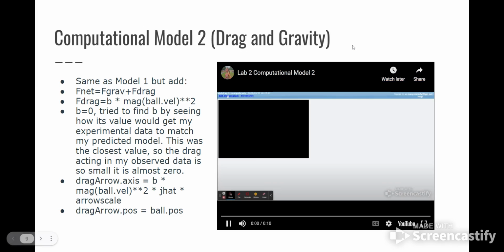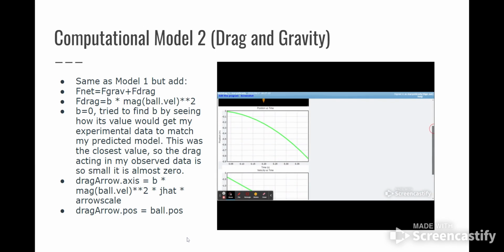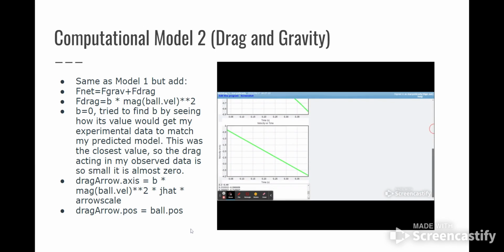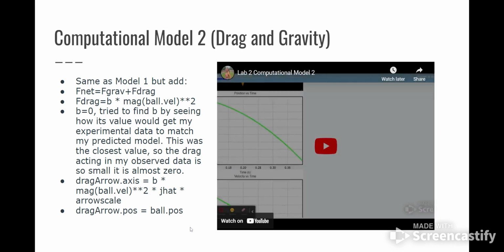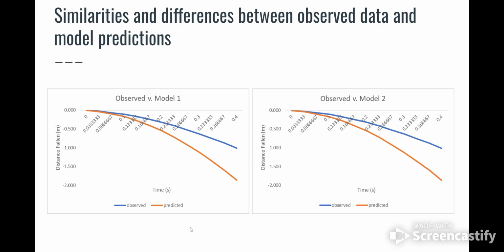So in FNet, I added gravity and drag force. But my B was 0 because of my calculations and trying to match my computational model data to my observed data. So it ended up being the same as my first model. So these are actually the same graphs because of that. But you can see the predicted model had a steeper slope than my observed model.